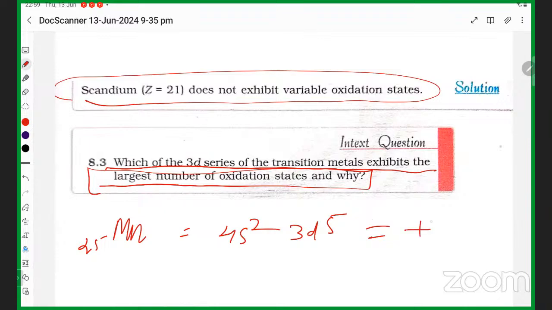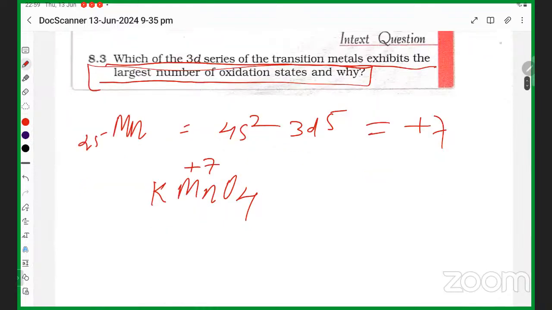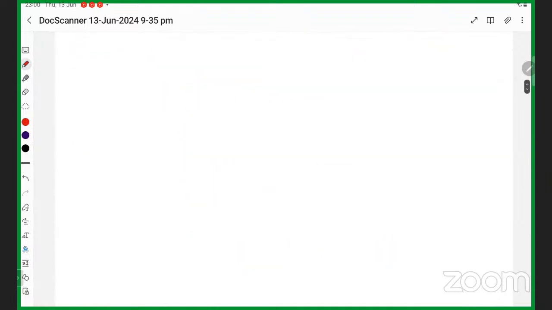Like what? KMnO4. In KMnO4, how much is Mn? Plus 7, in MnO4 minus. So Mn is highest. Chromium's oxidation state is plus 6, like in CrO3.